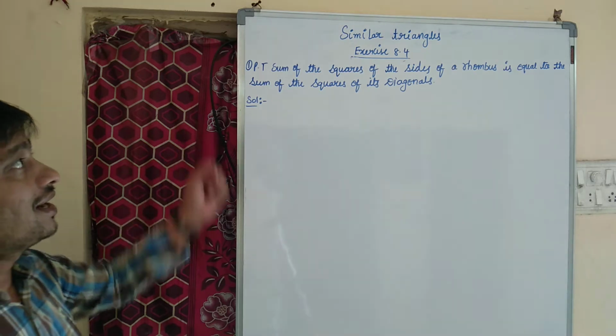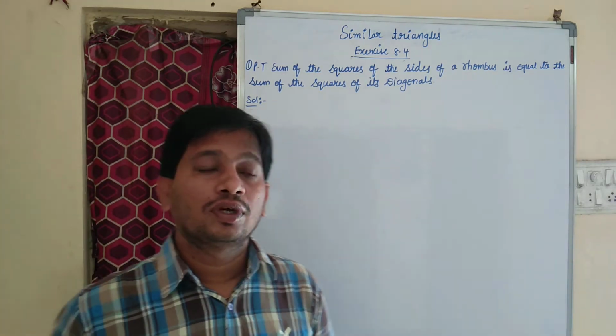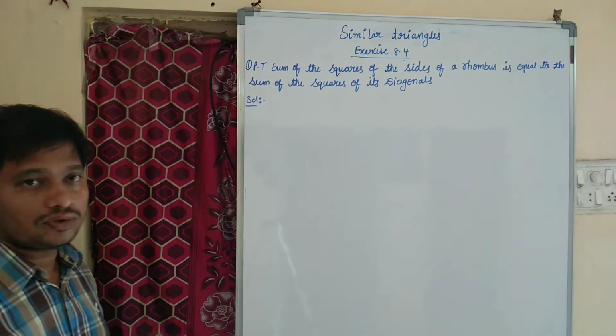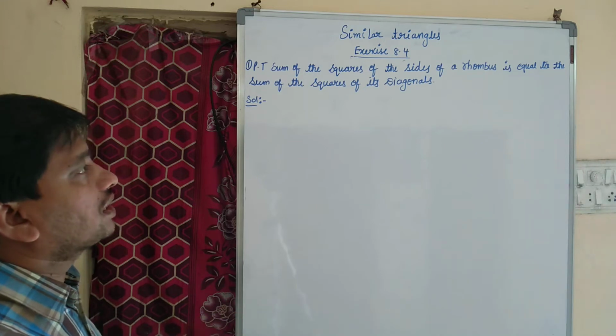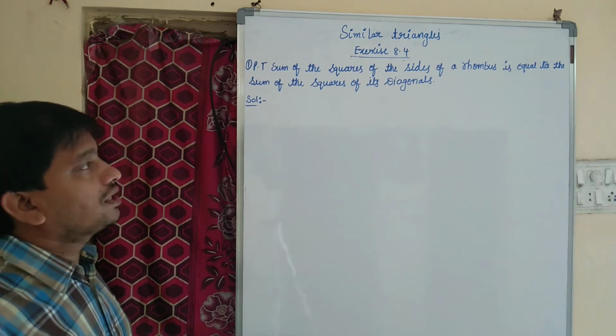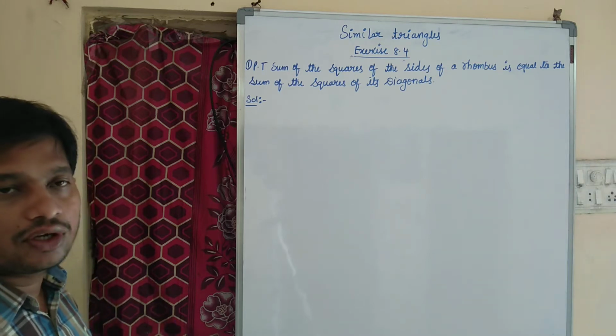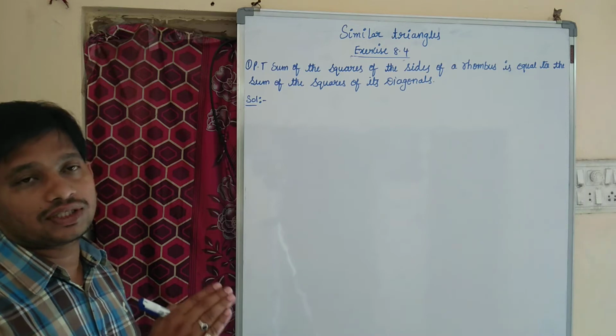In today's session, let us discuss chapter number 8, exercise 8.4, question number 1. Prove that the sum of the squares of the sides of a rhombus is equal to the sum of the squares of its diagonals. You need to read the question twice or thrice. First of all, you need to understand the question.